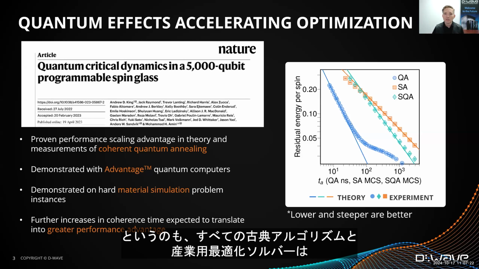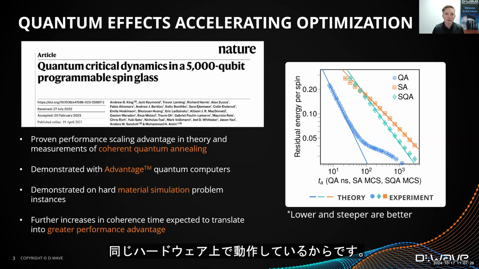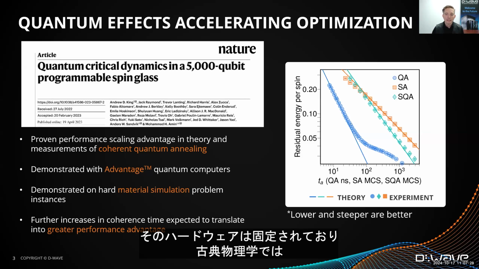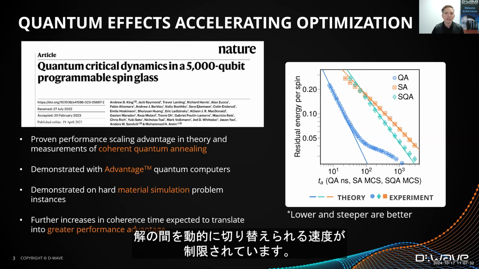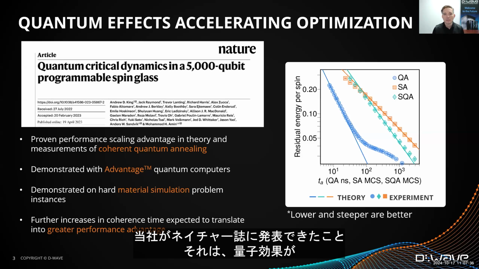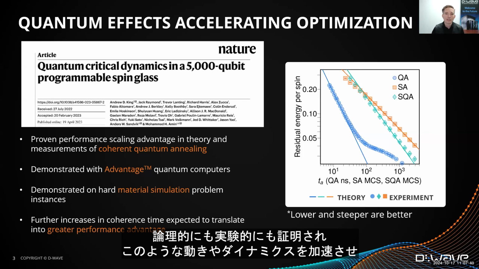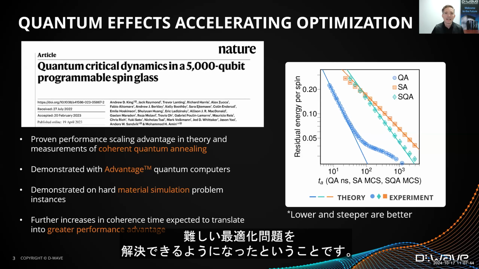And that's because all classical algorithms and industrial optimization solvers are running on the same hardware. And that hardware is fixed and limited by classical physics in terms of how quickly it can dynamically switch between solutions. And what we were able to publish in Nature is that, in fact, quantum effects have now been proven both theoretically and with experiment to accelerate these moves, these dynamics, in these hard optimization problems.